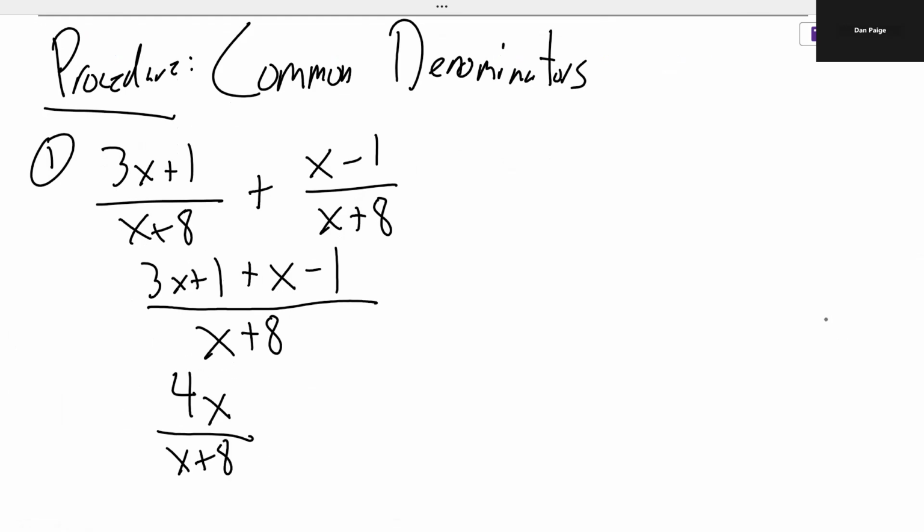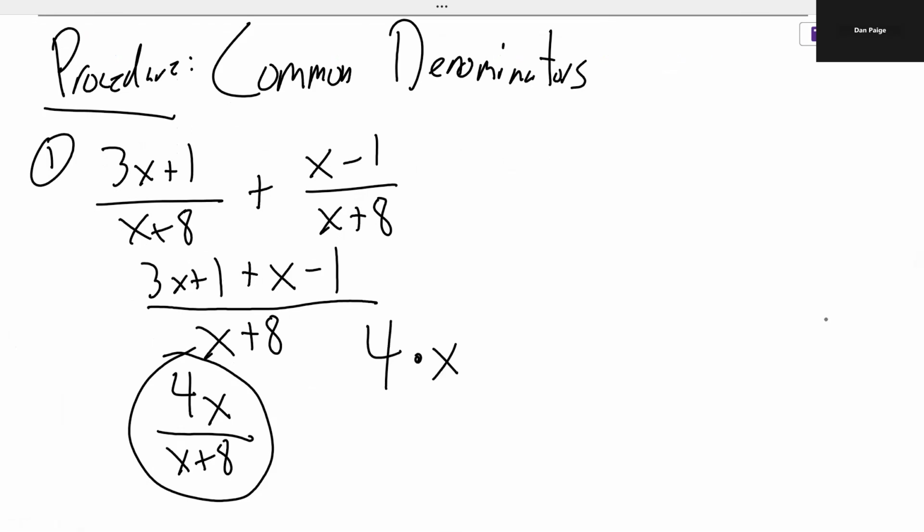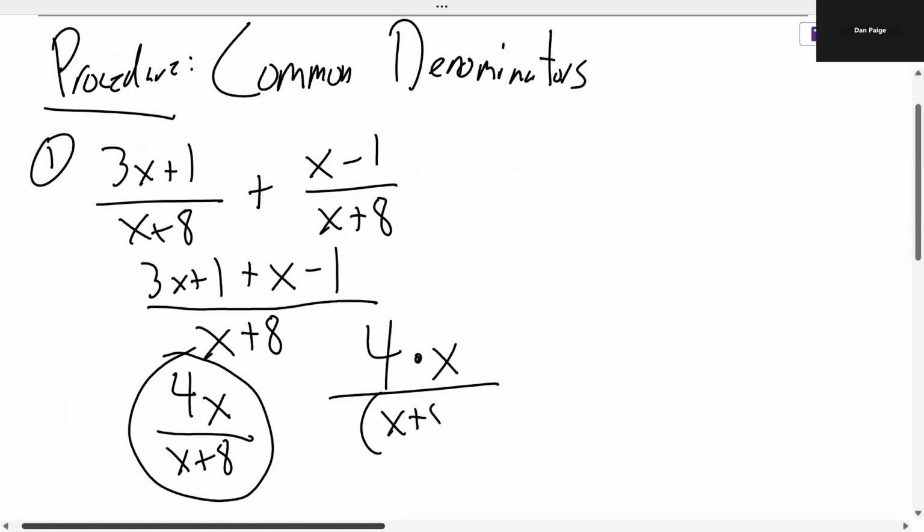So the only difference here: why can't we cross out this x and x? The 4x can be separated. That's 4 times x. The x plus 8 is in parentheses, right? That is one number that cannot be separated. So you're not allowed to cancel those out. Same thing with the 4 and the 8. That's it. It's as simple as it gets. That's the simple answer right there.